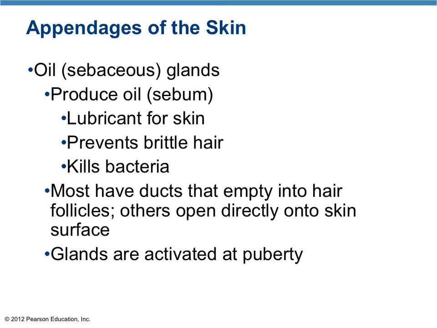Oil glands are also called sebaceous glands because they produce an oil called sebum that is important for lubricating the skin and keeping it from getting dry. It also prevents brittle hair on your head and your arms and legs and things like that. And it kills bacteria. Most have ducts that empty into hair follicles, and so oftentimes an oil gland is in conjunction with a hair follicle, though others do open directly onto the skin. And sebaceous glands become activated at puberty, and that's also incidentally when body odor starts because there's sometimes bacteria that are associated with those oil and sebaceous glands.